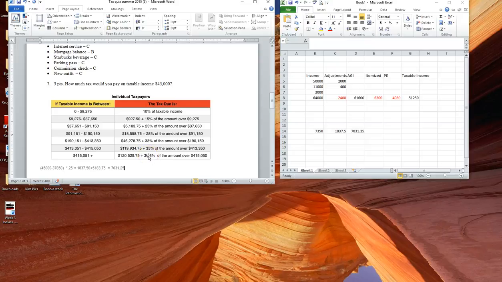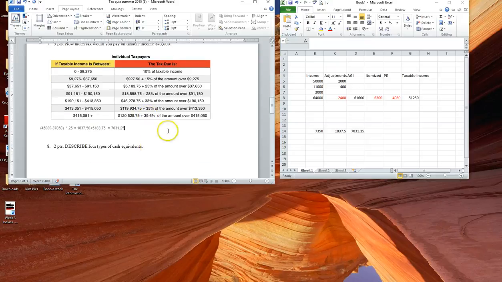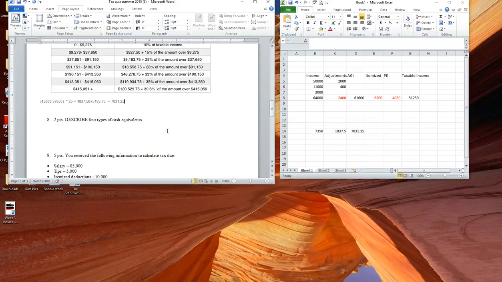That's my tax due. And again, make sure you show the formulas on the quiz. Okay, next question. Describe four types of cash equivalents. And when I say describe, if you just list them, you don't get credit for it. So I'm going to first describe a money market account, for example.